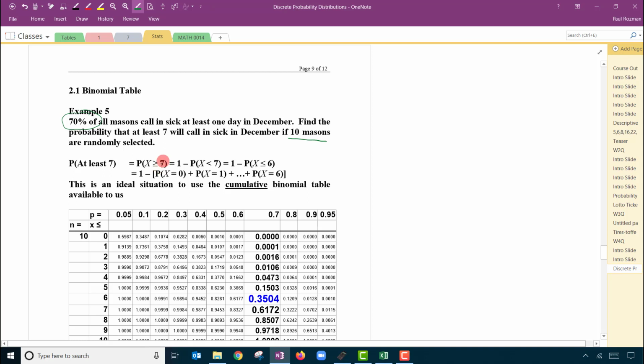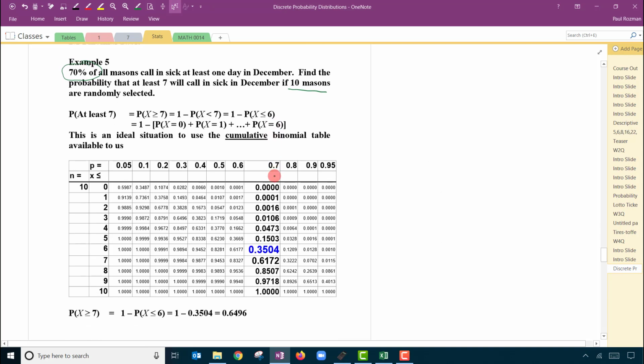Now, as with Excel, cumulative binomial tables work as less than or equal to problems. So we want to convert every question into less than or equal to. In this case, we'll do the complement. The opposite of greater than or equal to 7 is less than 7, but you can't have 6.6 people calling in sick, so the next number smaller than 7 is 6. So we would have to calculate the probability of 0, 1, 2, 3, 4, 5, and 6 using our formula, or we could use a table of values.